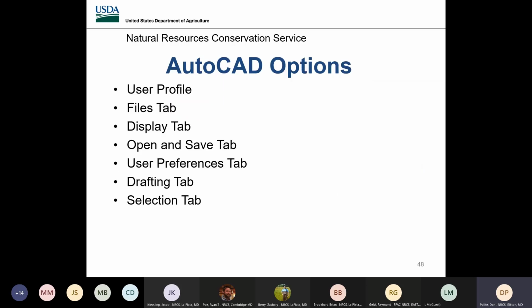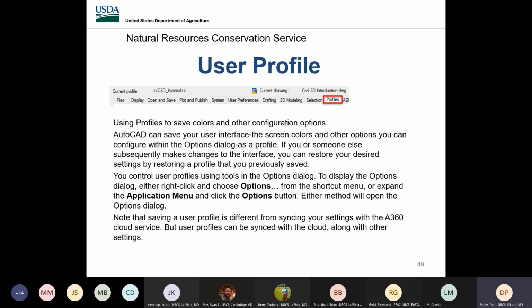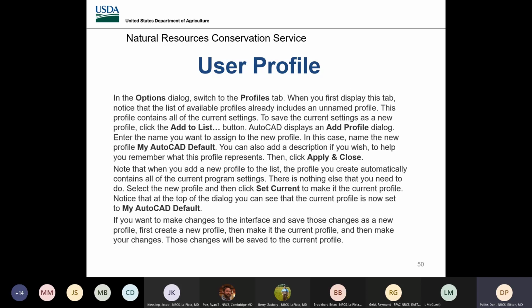Now the AutoCAD options, we got the user profile, files tab, display tab, open and save, user preference, drafting tab, and selection tab. User profiles, basically everyone's used to this. This is how we get the NRCS ARG file that they've created. And the one nice thing, once you create your profile and you have everything set up, you can export your profile and then make that your default.